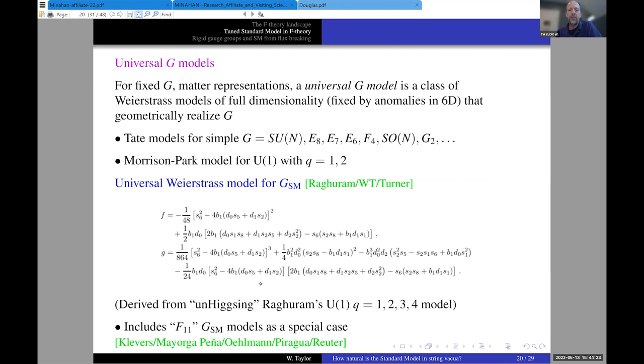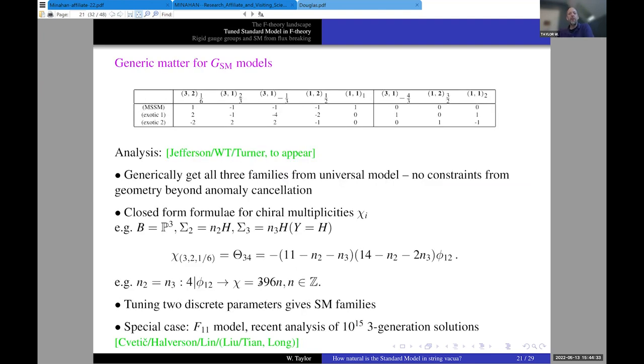A special case of these is the so-called F11 standard model constructions, which have recently been used extensively by the Penn group in their constructions. Okay, so for these models, we have three families of anomaly-free generic matter. There's the MSSM matter, and then there are two families of exotics.